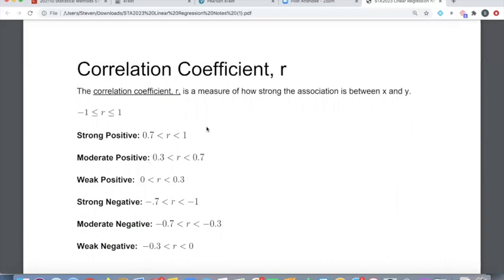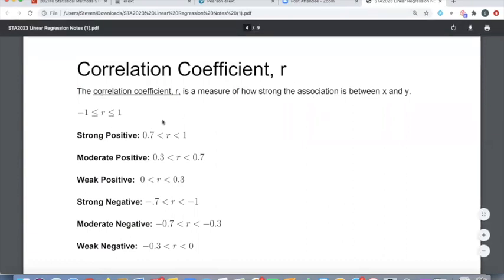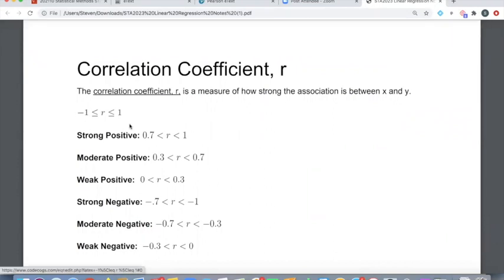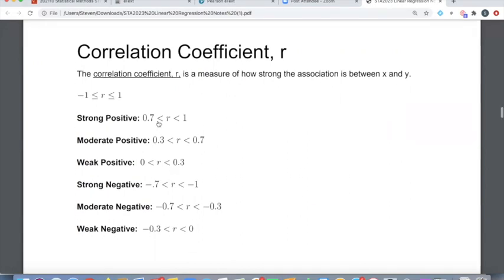Then we can describe how strong we think that relationship is. So our calculator will give us this number. It's called the correlation coefficient. And it's a measure of how strong that relationship is. It's always between -1 and 1. Now I made up these boundary values here. These are not strict, but they're pretty good guidelines.